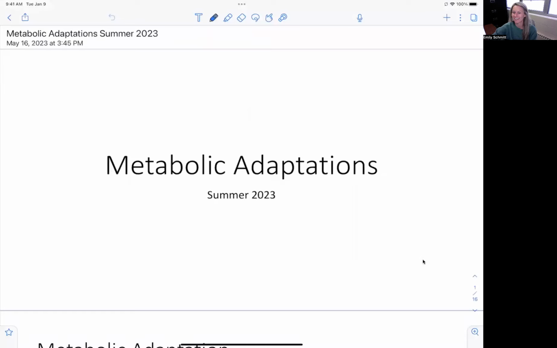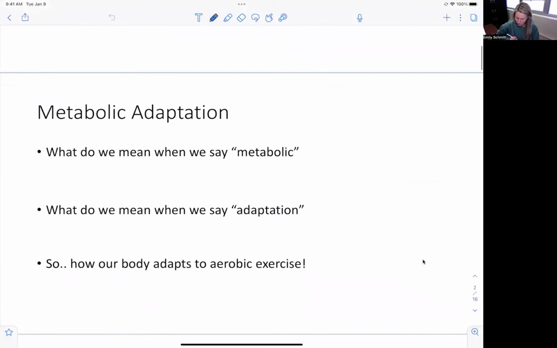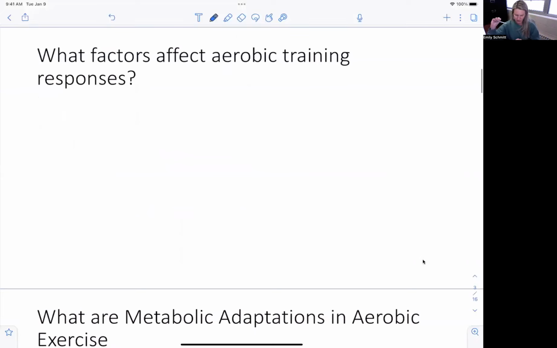Okay, final lecture in our second unit. This is metabolic adaptations. So what do we mean when we say metabolic? What do we mean when we say adaptation? So when we say metabolic, we are referring to metabolism or energy. And when we say adaptation, we mean changing or getting used to something. So how our body adapts to aerobic exercise. That's what we mean with this lecture of metabolic adaptation.